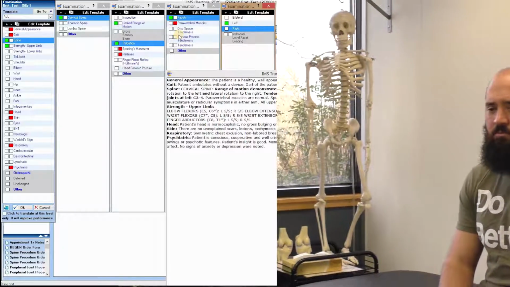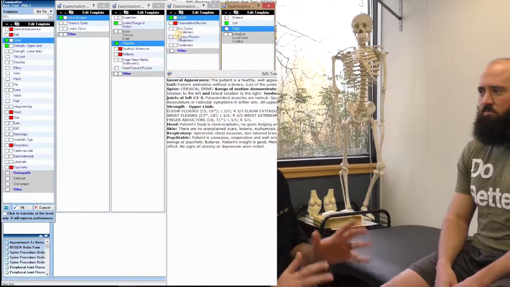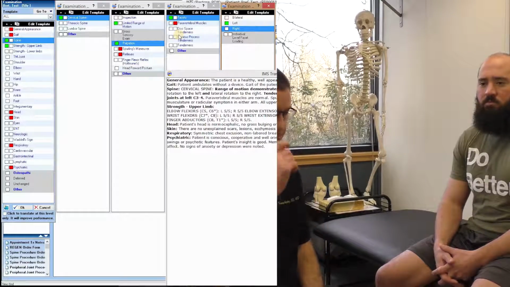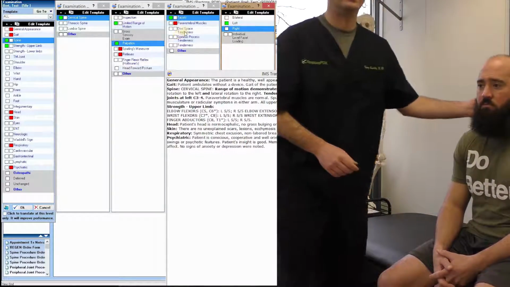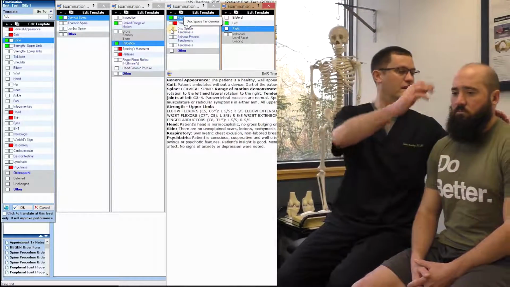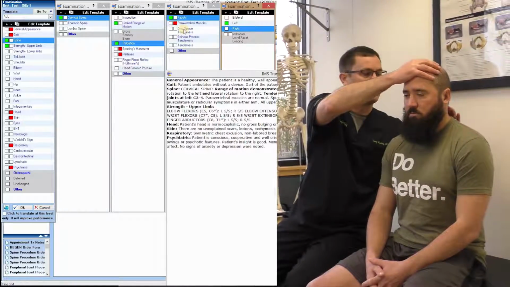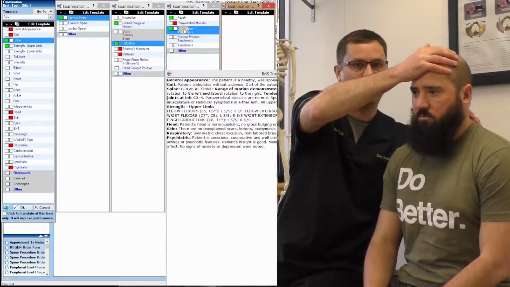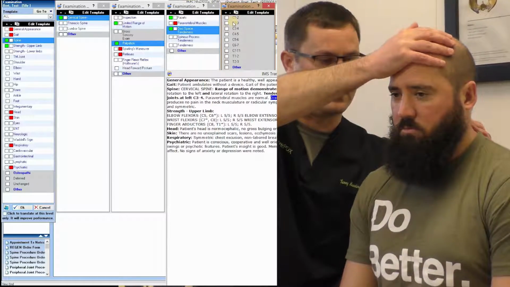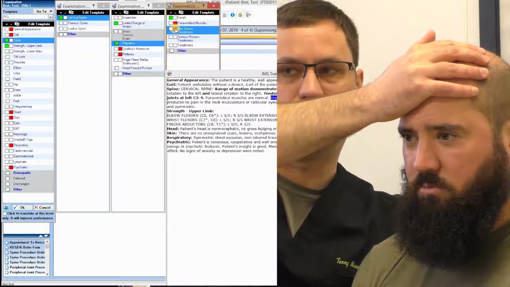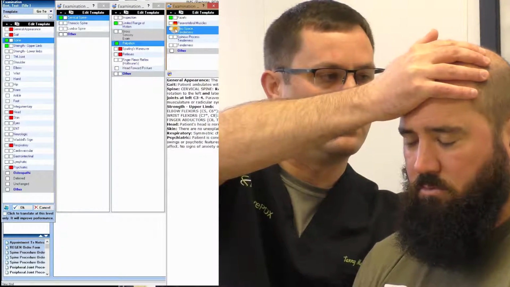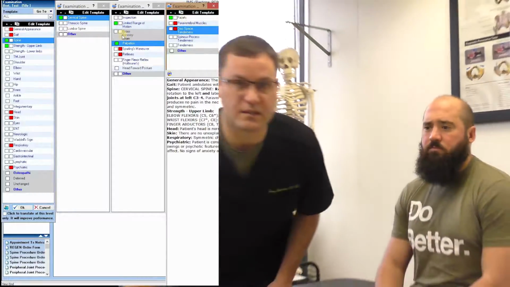The last area that is not necessarily in the flow, excuse me, but sometimes will be examined is disc space tenderness. So for that one, I'm going to go very centrally, and I'm going to palpate each level of the cervical spine. Any tenderness through there? No tenderness through there. Great. All right, so that is the basic flow of a cervical spine exam.